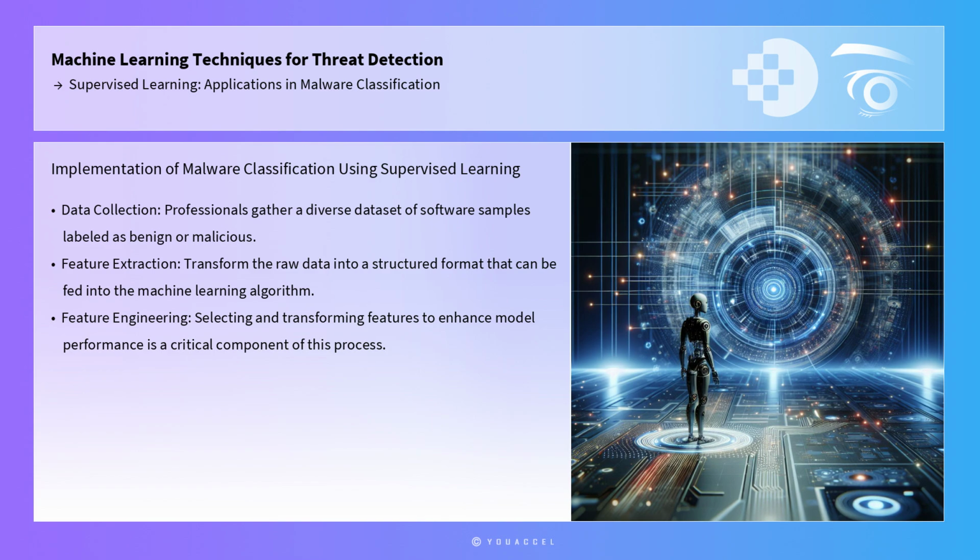A practical implementation of malware classification using supervised learning involves several key steps. The first step is data collection, where professionals gather a diverse dataset of software samples labeled as benign or malicious. This dataset serves as the foundation for training and evaluating the model. Next, feature extraction is performed to transform the raw data into a structured format that can be fed into the machine learning algorithm. Feature engineering, which involves selecting and transforming features to enhance model performance, is a critical component of this process.